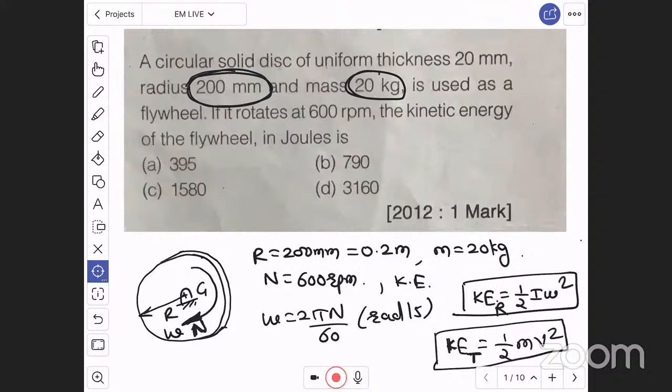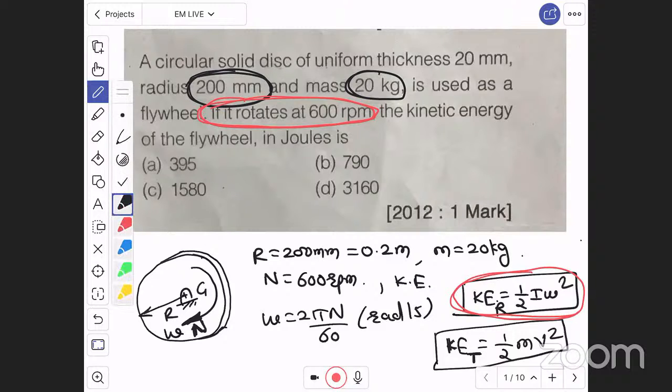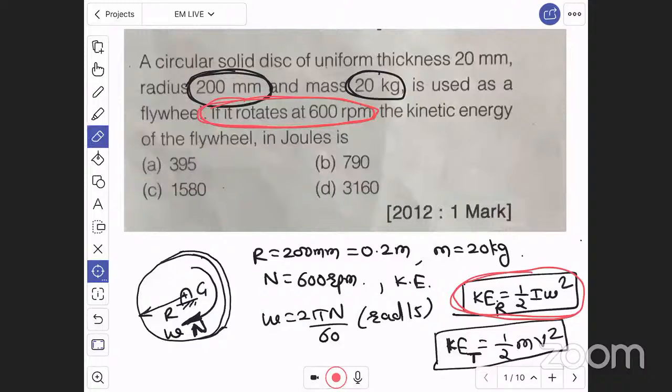Now here, it is rotational motion. They have written in the question that it rotates at 600 rpm. That means it is a rotational motion. Therefore, for finding kinetic energy, we have to use the 1/2 I omega square formula. Now let us use this formula. I am erasing the things which are not required.